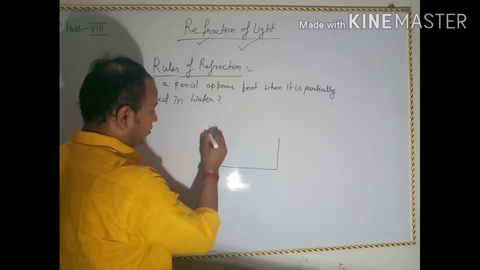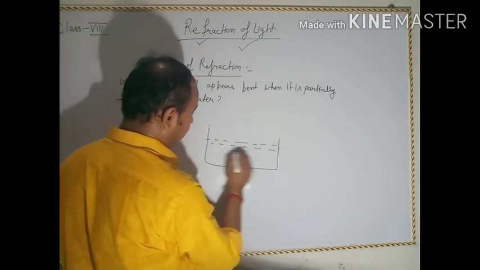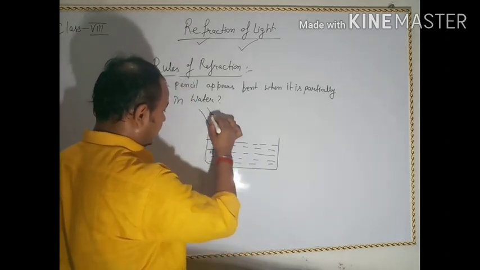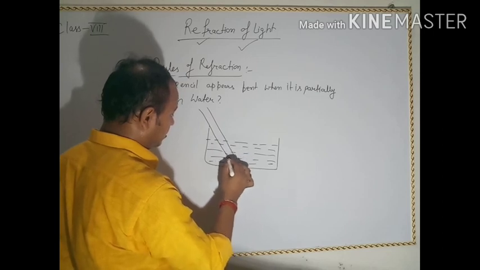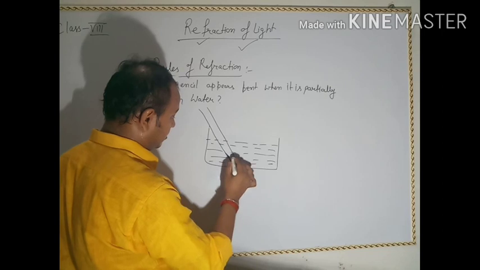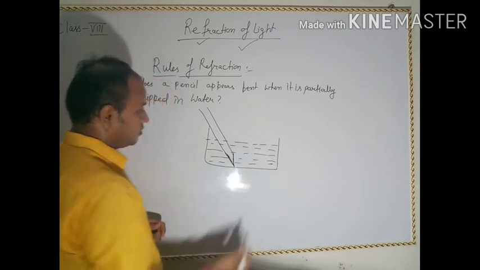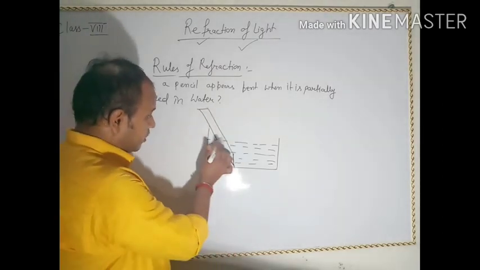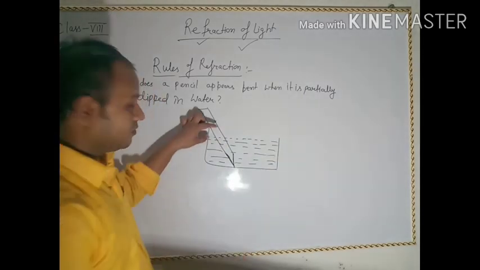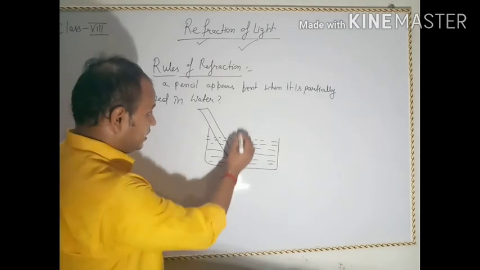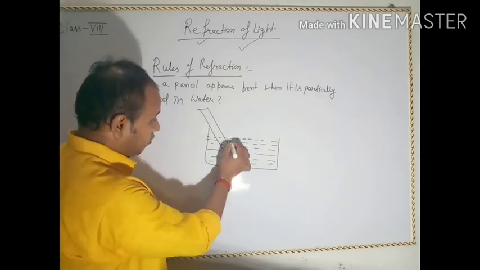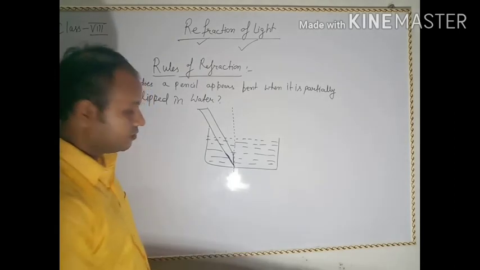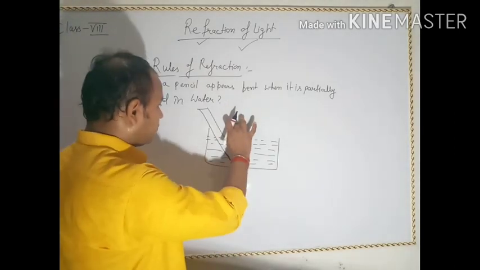Suppose this is a container in which water has been filled, like this. Suppose a pencil is kept in this manner. So here the pencil is dipped, and some part of it is partially immersed in water, half part of it is outside of the water. Now this is the pencil tip, and from this pencil tip and from all the other parts which are dipped in water, there will be a straight line which is said to be the normal. This is the normal. We should draw it straight.